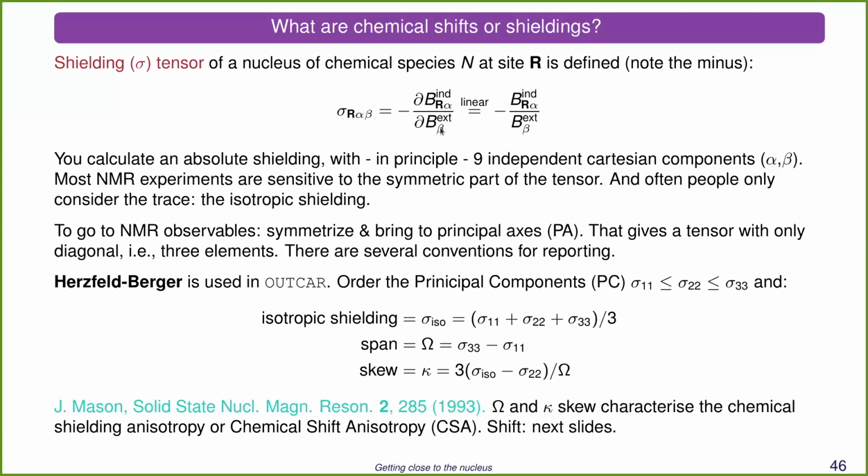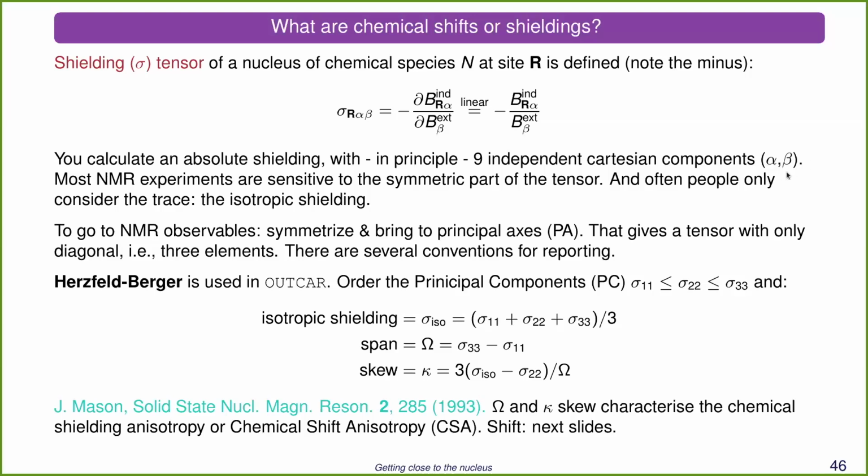Here with Cartesian indices, but of course you can have different axes, whatever you like. And this is to a very good degree linear in the external field. So you could also calculate it like this. Okay, so you get in principle 9 independent Cartesian components, all different, of the tensor.